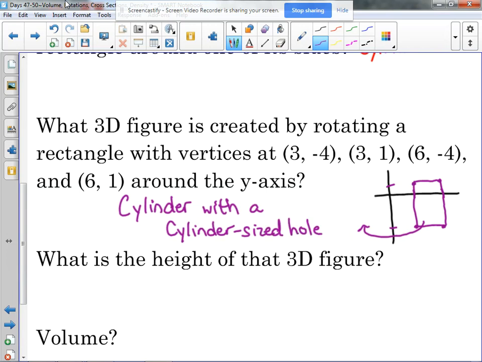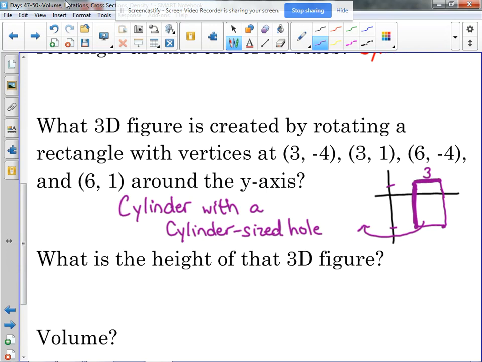Okay. What would be the height of this cylinder that is created? What would be the height of that cylinder that's created? Well, we got two numbers, right? We got from here to here, and we've got from here to here. So side to side, what distance do we have? We were at (3, 1), and then this is (6, 1). So how far? 3. Yay.